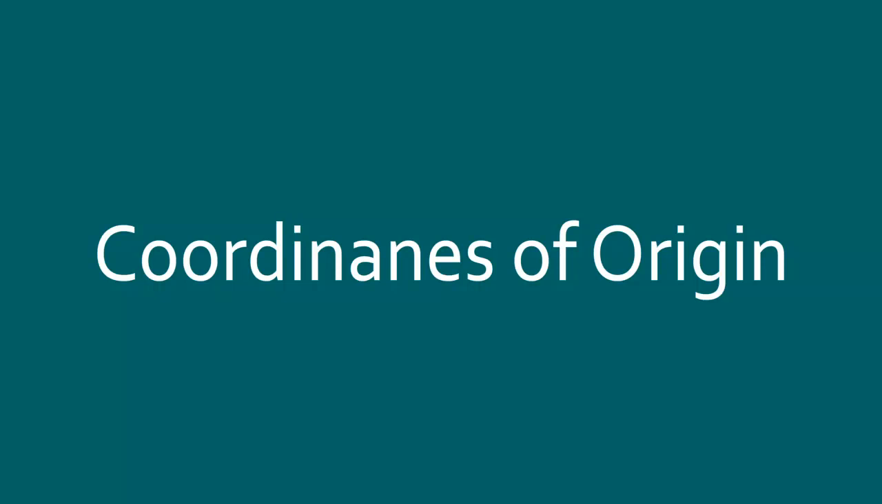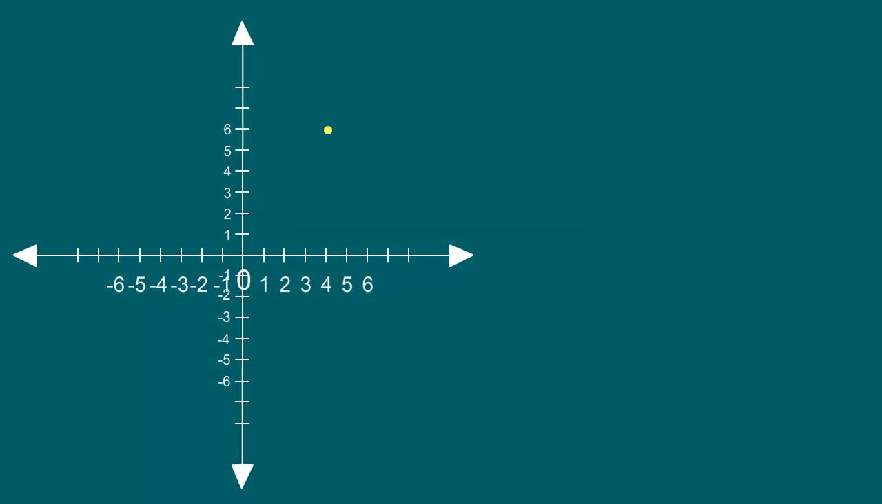What are the coordinates of origin? Now we know how to find out the coordinates of any given point, say point P on the coordinate plane, right? So what we do is we simply find out the perpendicular distance of the point P from x and y axis.